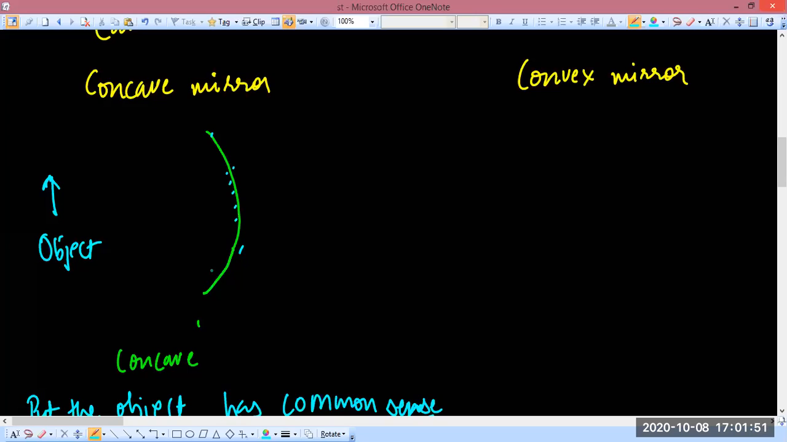So if the mirror shape is like this, you can see this mirror is opening. It becomes broad here, it opens on this side, right? Or there is a joke, you can say that it should be like a cave. The object goes inside, it's like a cave, isn't it? So that's why it is concave.